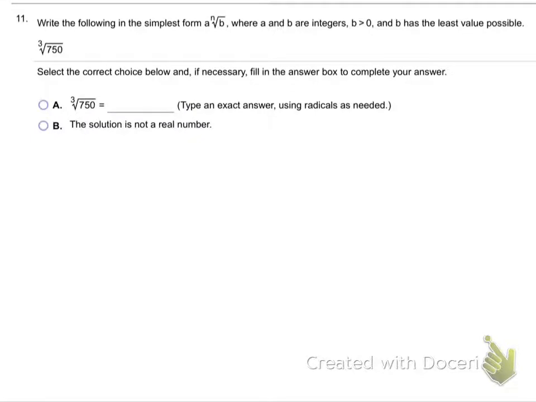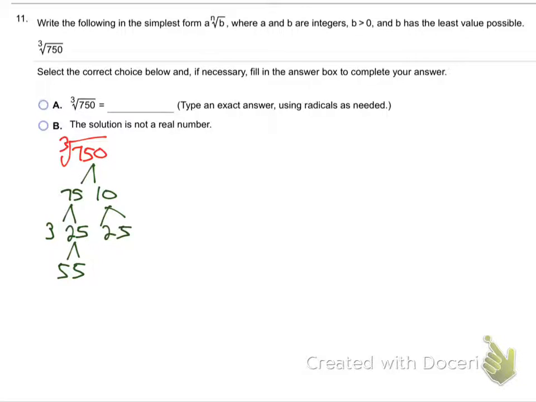Okay, so number 11, our last one. Cube root of 750. Well, we got to break down the 750. It's 75 times 10. 3 times 25 makes 75, and 5 times 5, break down the 10. 2 times 5. So we broke it all the way down: 3, 5, 5, 2, 5. That's all the little pieces that make a 750.